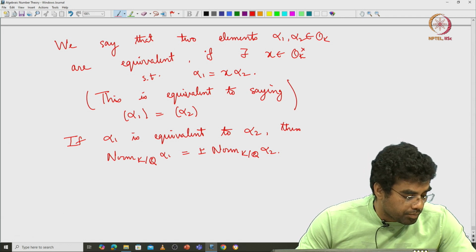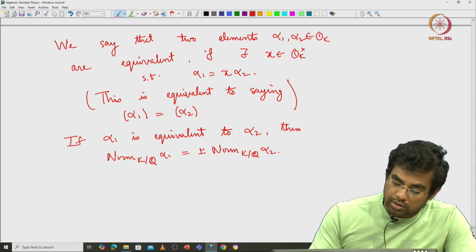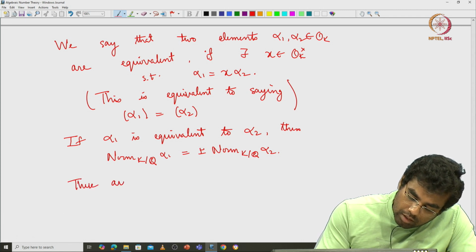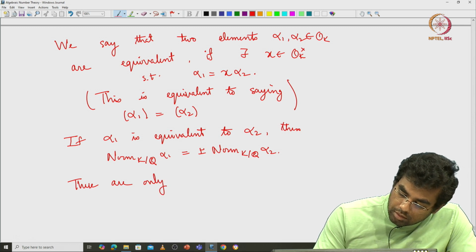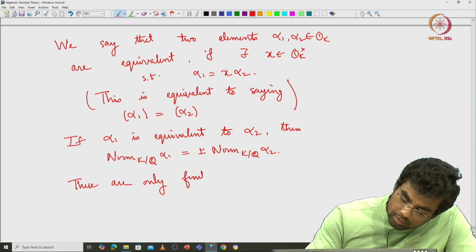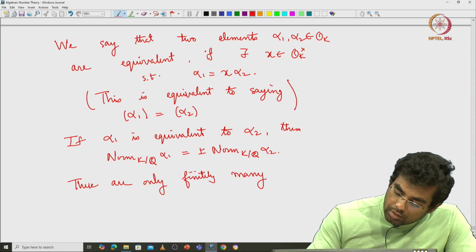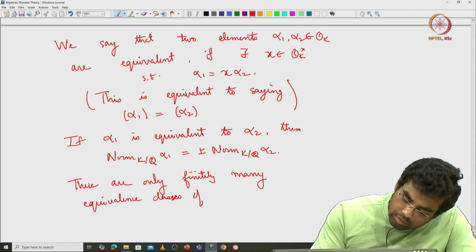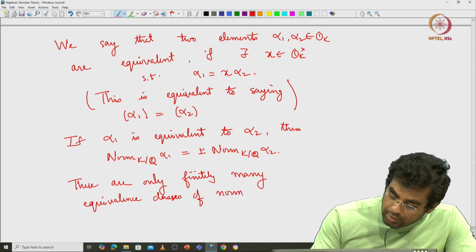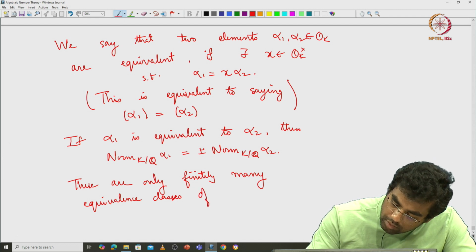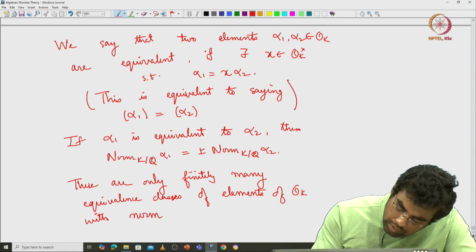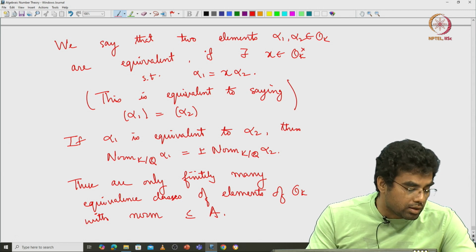So, if I consider all elements of OK with norm less than or equal to A, then there are only finitely many equivalence classes of such elements. So there are only finitely many equivalence classes of elements of OK with norm less than or equal to A, right. Remember, A was this quantity that we had before.